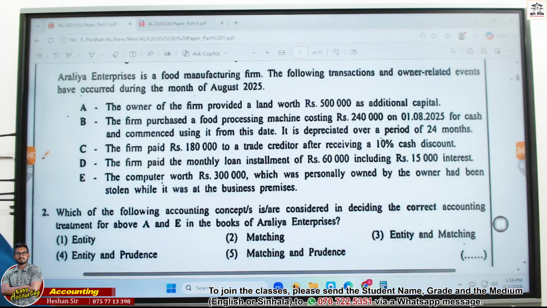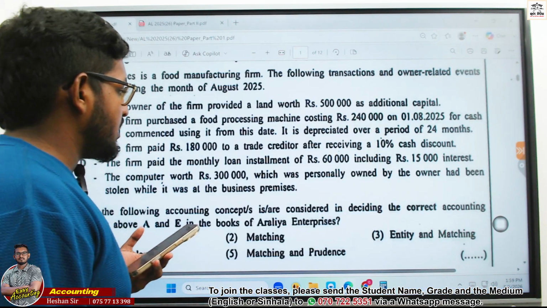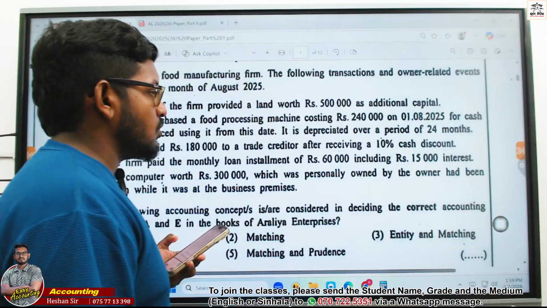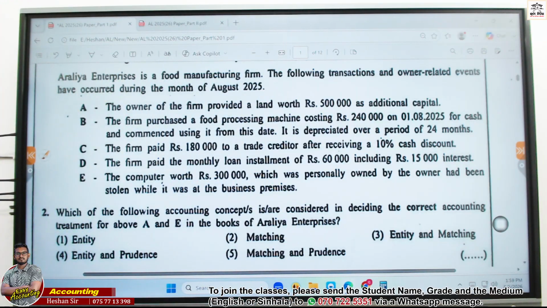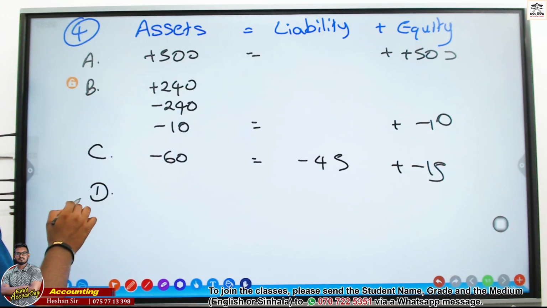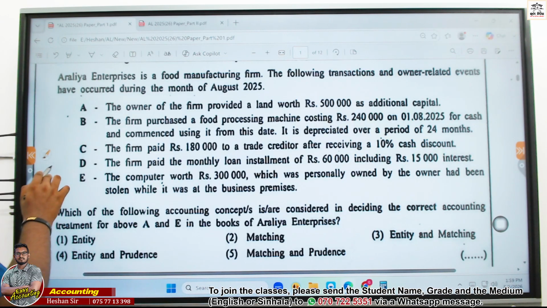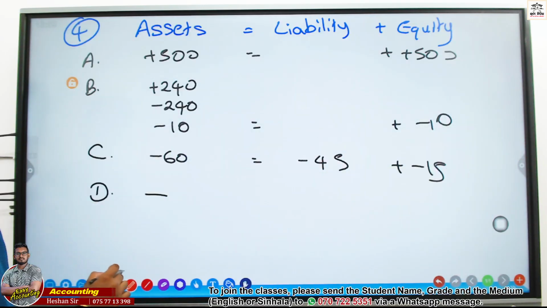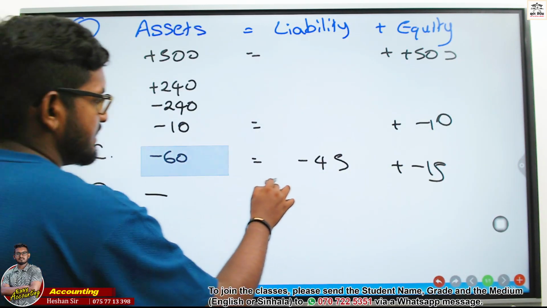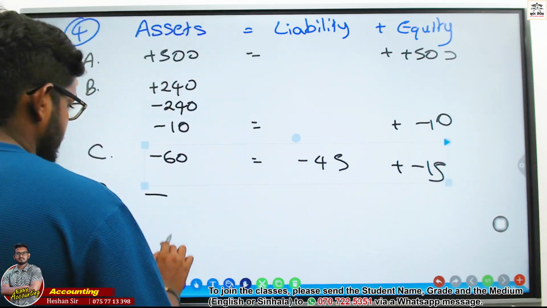D, the computer worth 300, which was personally owned by the owner, had been stolen while it was at the business premises. The computer worth 300,000, which was personally owned by the owner, we can't record it because it's the owner's personal thing. Send me a thumbs up. Something. You have missed it? C, I have missed. Is D.